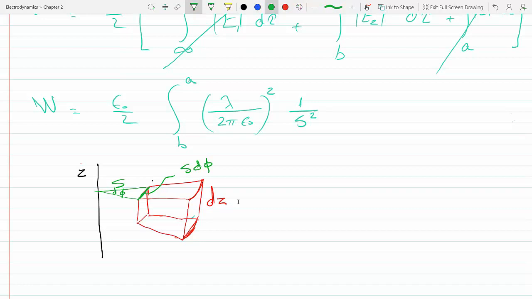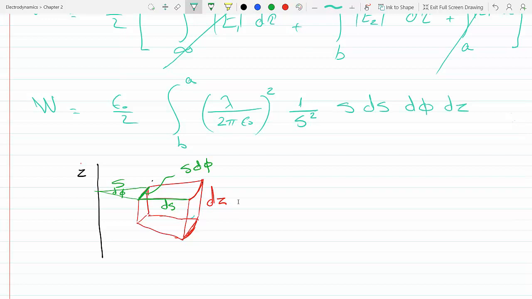So we have the height of the piece, we have the width, and this length here from here to here would be ds. And so the volume of this element would be length times width times height, so it's gonna be s d phi times dz times ds. So it's going to become s ds d phi dz.